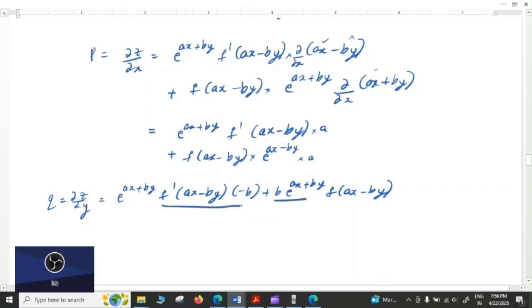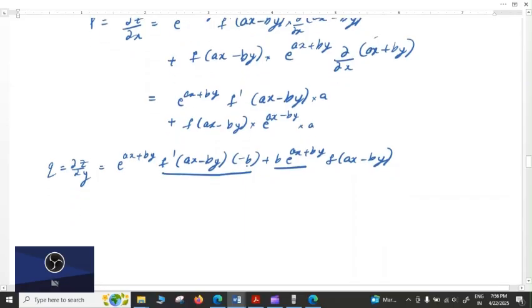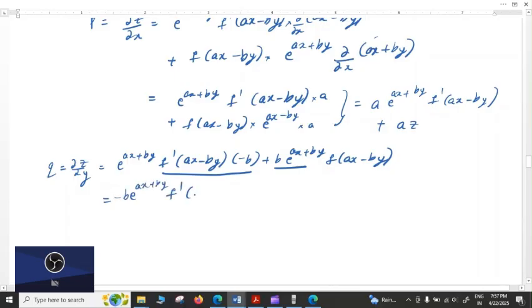We have differentiated this, and this I have differentiated here, students. Now both the values I'm going to substitute in the function. Look at this equation, students. e to the power ax plus by into f of ax minus by. This is actually z. Let me substitute this as z. So this value I can write as a e to the power ax plus by f dash of ax minus by, plus this value is again z, so we'll write this directly as az. Similarly, minus b e to the power ax plus by f dash of ax minus by, plus this value is z, so this is bz.